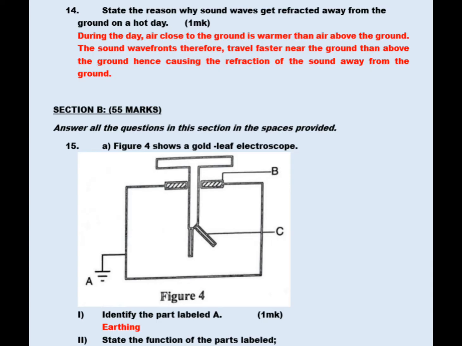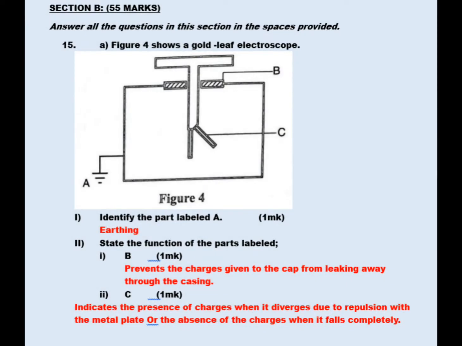Identify the part labeled A. It is the earthing, that's the name of part A. Roman 2, state the function of the part labeled B. The function of part B. So, which is an insulator, of course, the insulating plug. So, it prevents the charges given to the cap from leaking away through the casing. So, in other words, that part B, which is an insulating plug, helps to minimize or to prevent charges from the cap from leaking through it to the metal case.